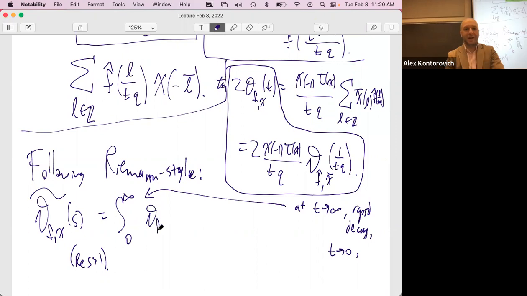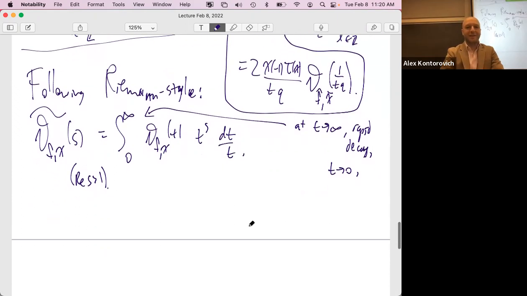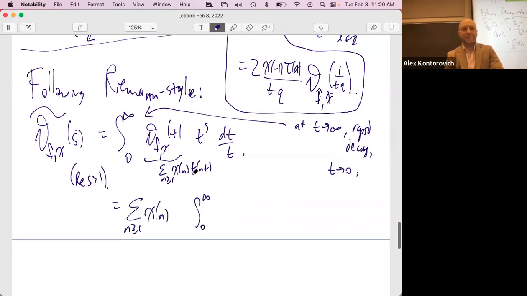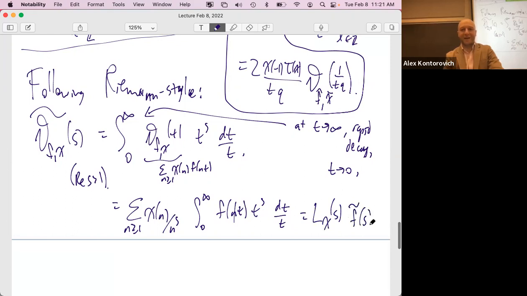So this is the integral of theta f chi of t to the s dt over t. Opening up theta, which is the sum over the positive integers of chi of n f of nt, I get a sum over the positive integers of chi of n times the integral from 0 to infinity of f of nt, t to the s, dt over t. Everybody here already knows how to make this change of variables. And so that's just L chi s times, good old Haar measure, f tilde of s.